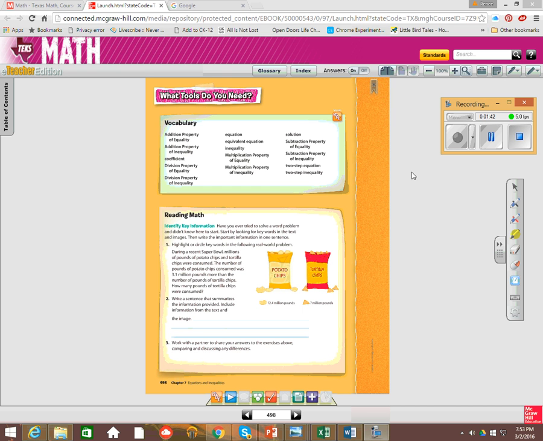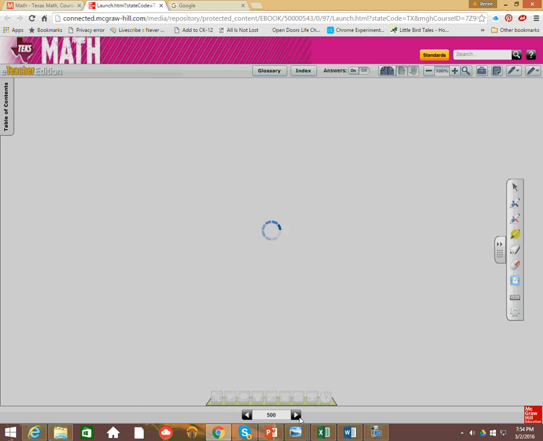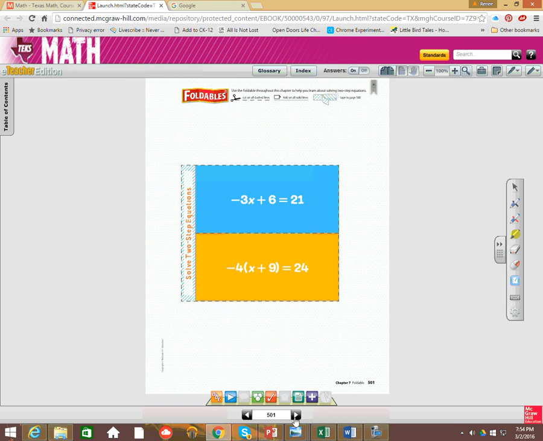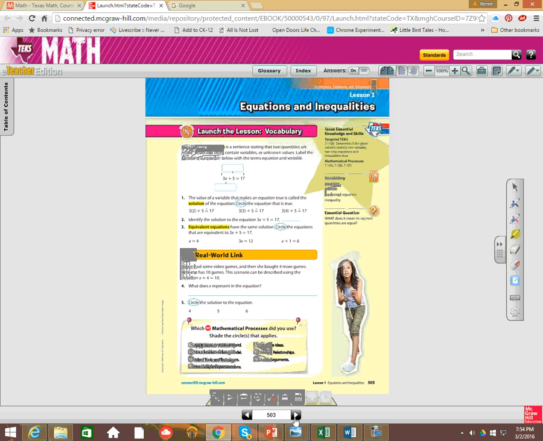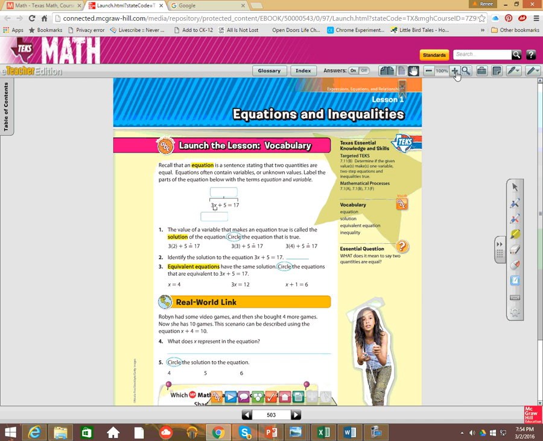On the next page, you will note different vocabulary. Make sure we have a project that's coming up also where you will be using vocabulary words. So we're going on to page 499. And there's a video for that one, so I'm going to skip this page. And quick review, we're not going to go through the quick review. And we're going to go on and start the unit. Now, lesson one, equations and inequalities. I will make it a little larger so that you're able to see it.